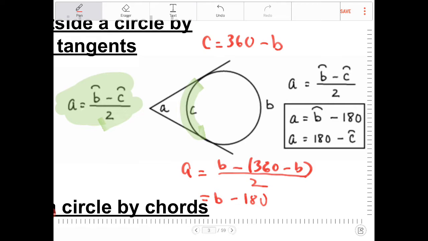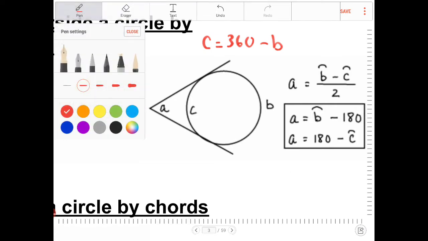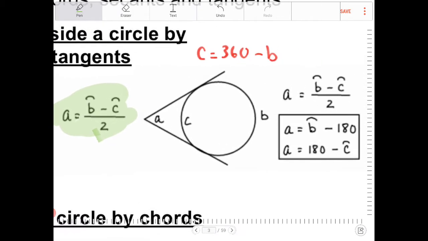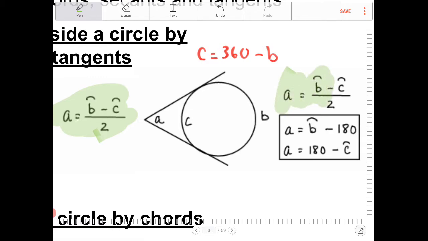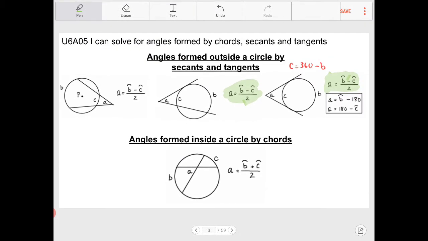If you don't want to remember all that, which quite frankly I don't, I just try to keep things simple and memorize this one formula here. The angle on the outside will equal the difference between the major arc and the minor arc divided by 2. So I only have one equation to keep in mind.